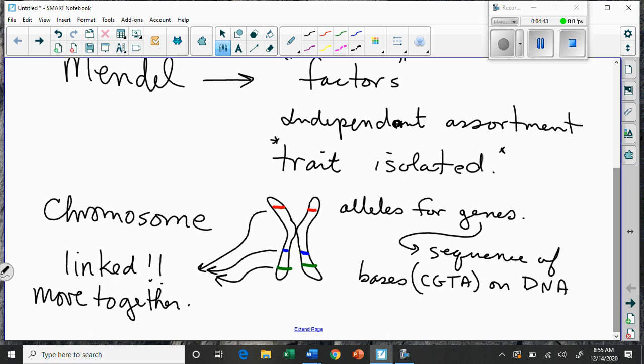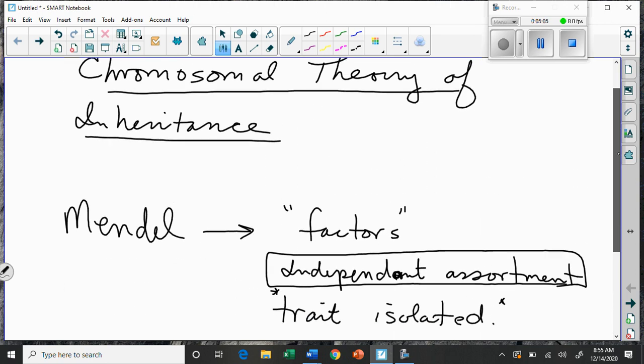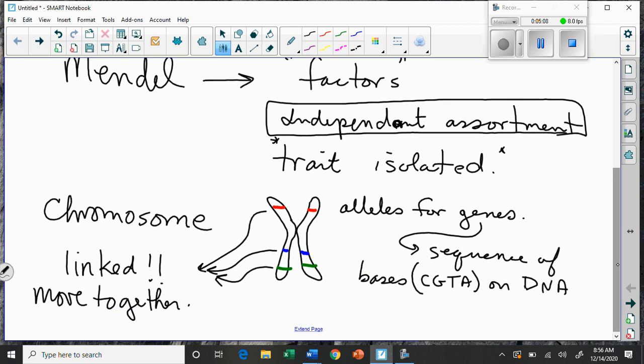So what we have to understand is that not all genes are independently sorted. That's not actually true. Certain genes may be linked with other genes because they ride on the same chromosome. So that's an important distinction that our new chromosomal theory of inheritance makes, instead of what Mendel had said. Okay?